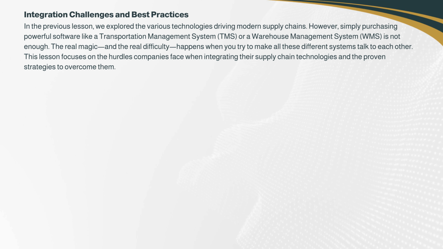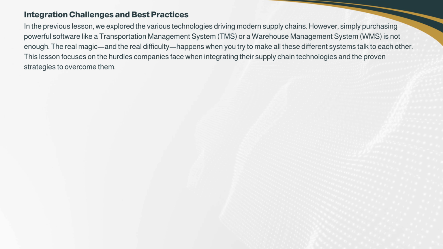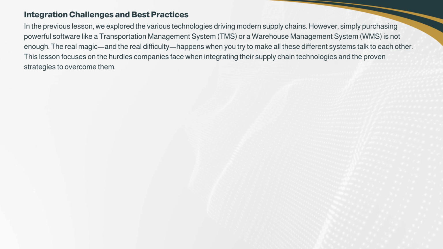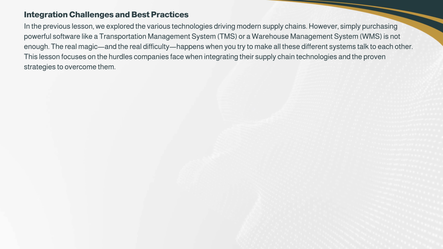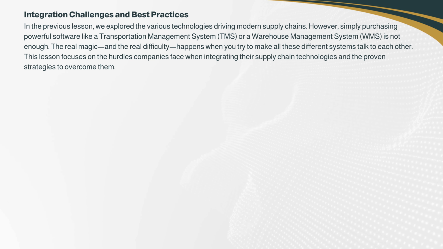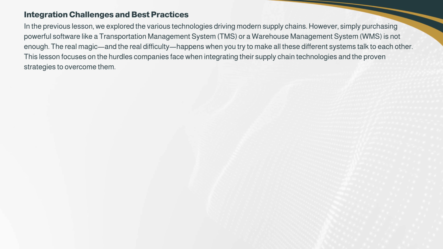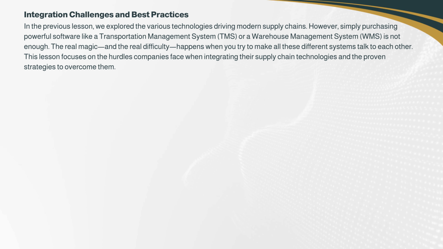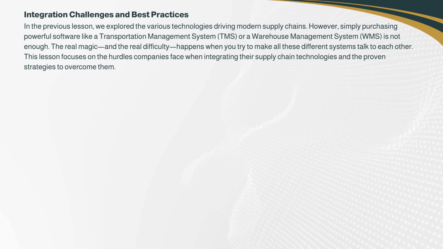In the previous lesson, we explored the various technologies driving modern supply chains. However, simply purchasing powerful software like a transportation management system, TMS, or a warehouse management system, WMS, is not enough. The real magic, and the real difficulty, happens when you try to make all these different systems talk to each other. This lesson focuses on the hurdles companies face when integrating their supply chain technologies and the proven strategies to overcome them.